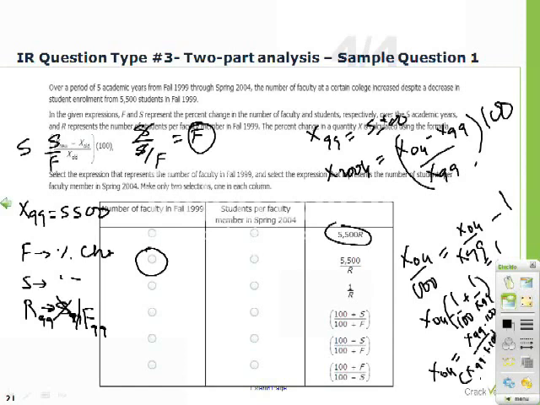Pardon me? It's asking the ratio. What's asking the ratio? Number of students per faculty member. I haven't even reached the faculty members yet. It's only students.